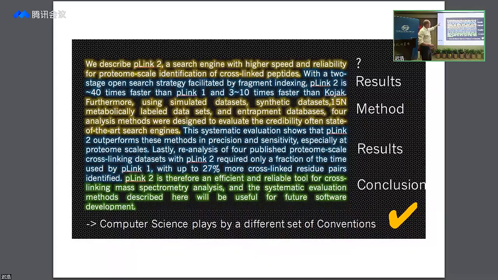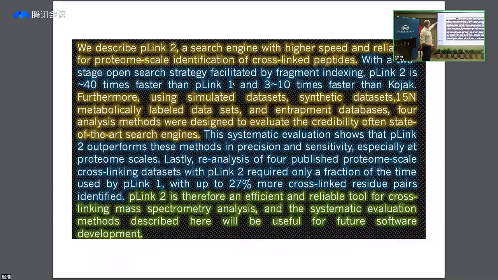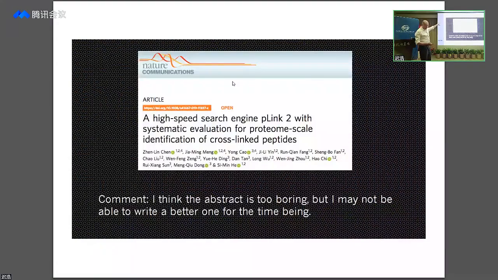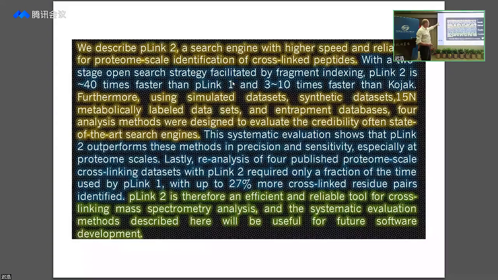Then we have in blue results, then in yellow method, and then results, and then we have a conclusion. Yeah. So this is an abstract that can certainly be improved, yet if you have a look, this was published in Nature Communications. This is a very good journal. So it shows us two things.